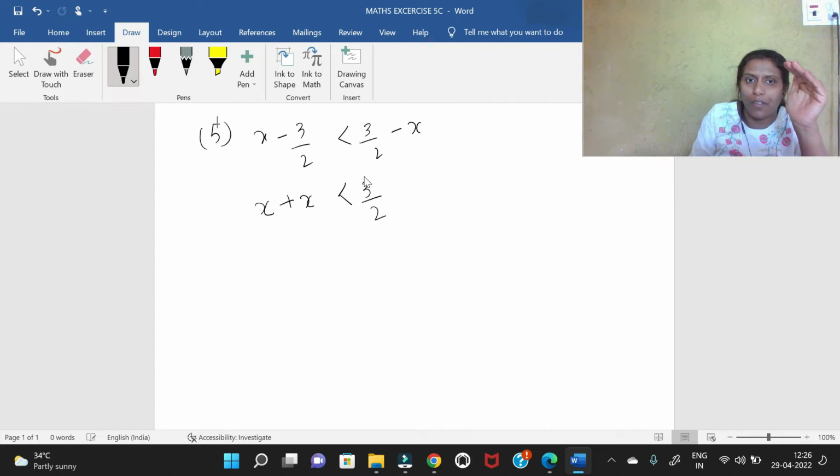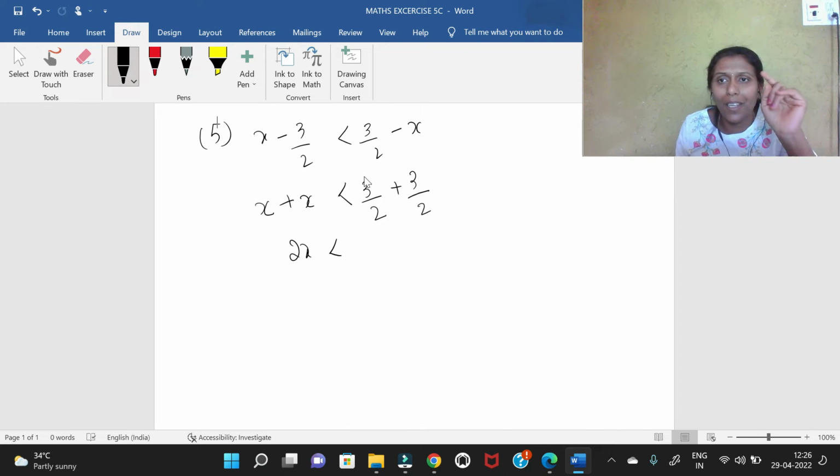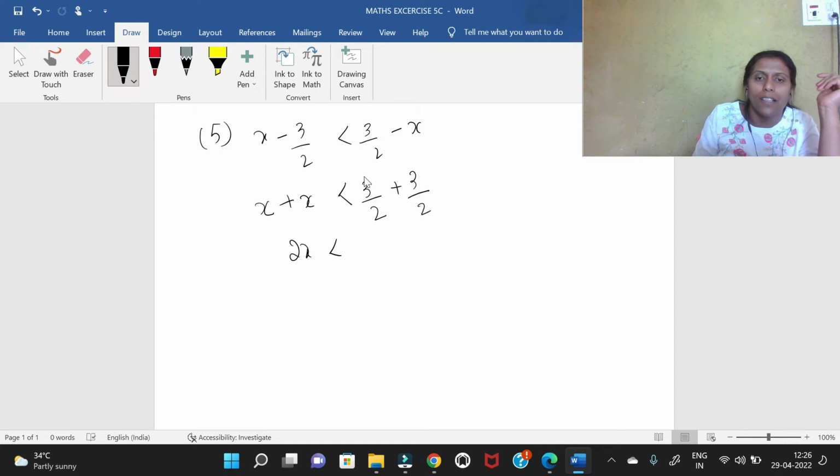On right side, you have 3 by 2. Again, minus 3 by 2 will get changed to plus 3 by 2. I am moving from left to right. So, it is 2x lesser than, what is 3 by 2 plus 3 by 2? Remember, here you don't need to waste time in taking LCM because the denominators are same. Only the numerators are different. So therefore, you just add or subtract the numerators as it is given. 3 plus 3 is 6. 6 by 2 is 3. Got it? So it is 6 by 2, which is 3.